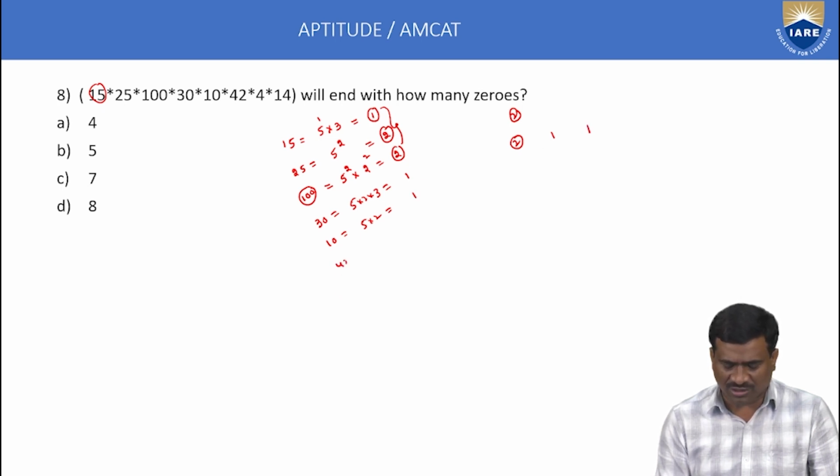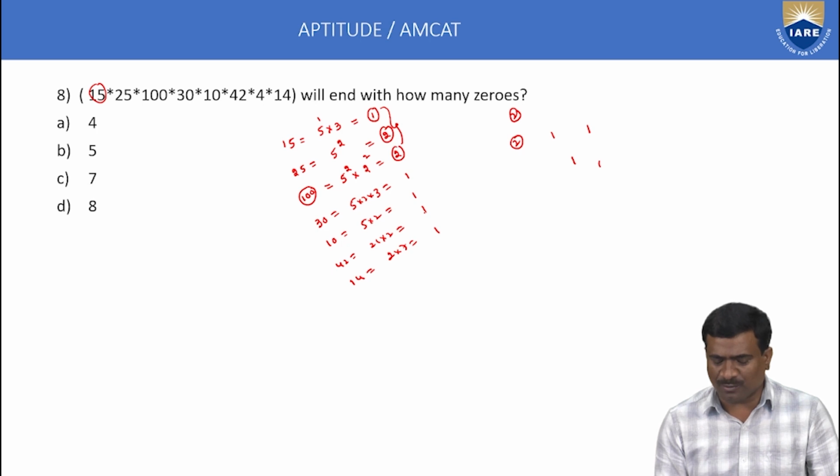Next, 42 indicates 21 into 2. Number of 2's: 1. Next, 14 means 2 into 7. Number of 2's: 1. So the total number of 5's is counted as 1 plus 2 plus 2 plus 1 plus 1, which gives 5, 6, 7. Total number of 5's is equal to 7.